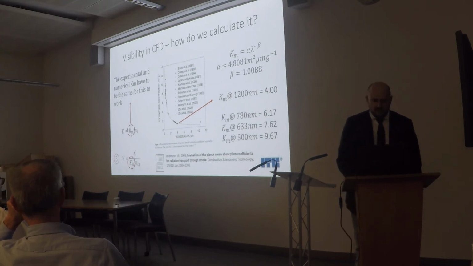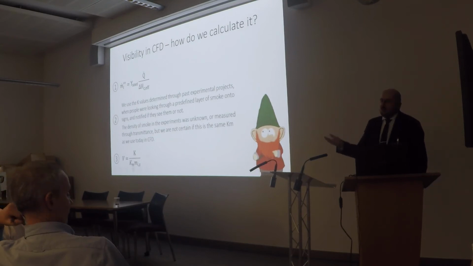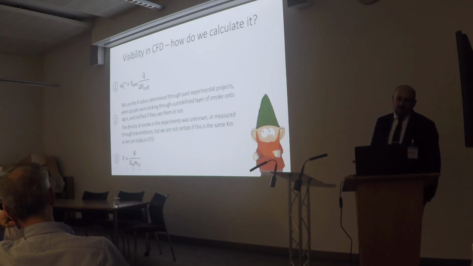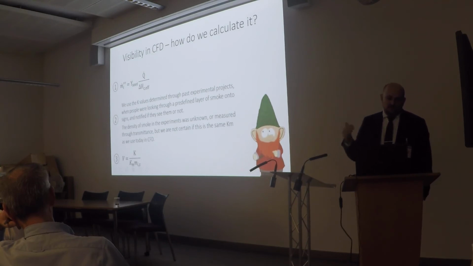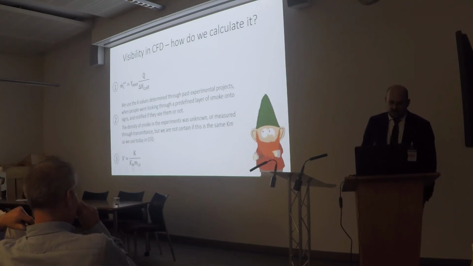So to find the second step of our visibility, well, we use k between 1 to 3. We use the k values determined through past experimental projects when people were looking through a predefined layer of smoke onto signs and notified if they see them or not. This is exactly what we do today in our CFD.